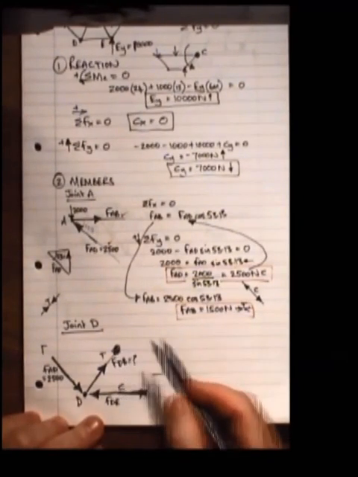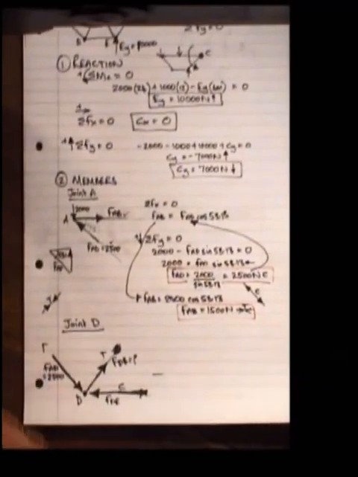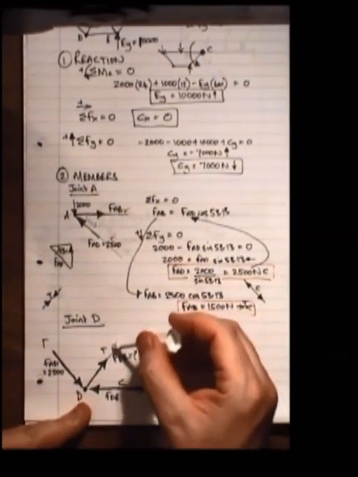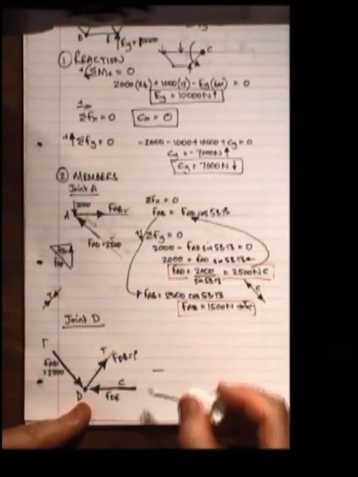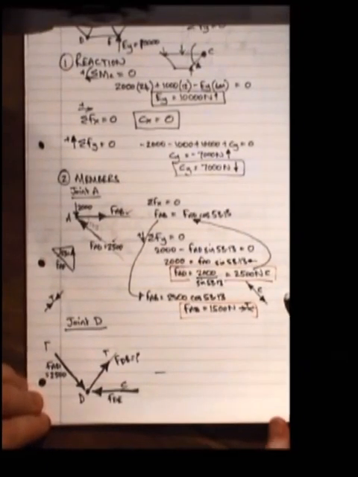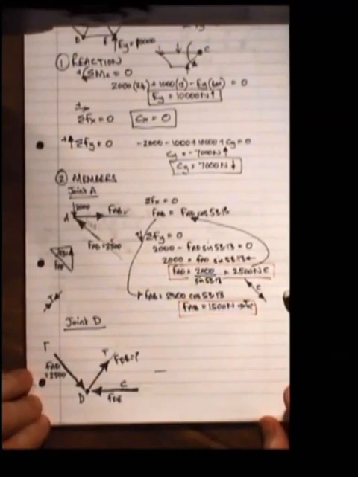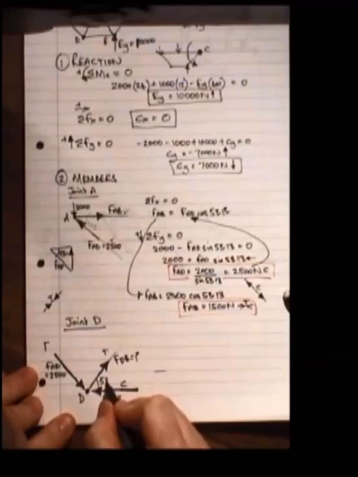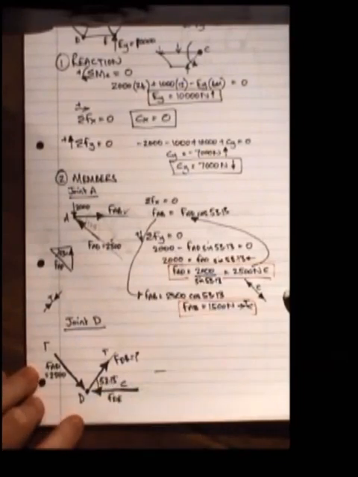I'll scribble them out so it's not too confusing, because we're not looking at the forces at this joint or that joint, we're just looking at them at point D. Okay, we've got an angle of 53.13 in there.